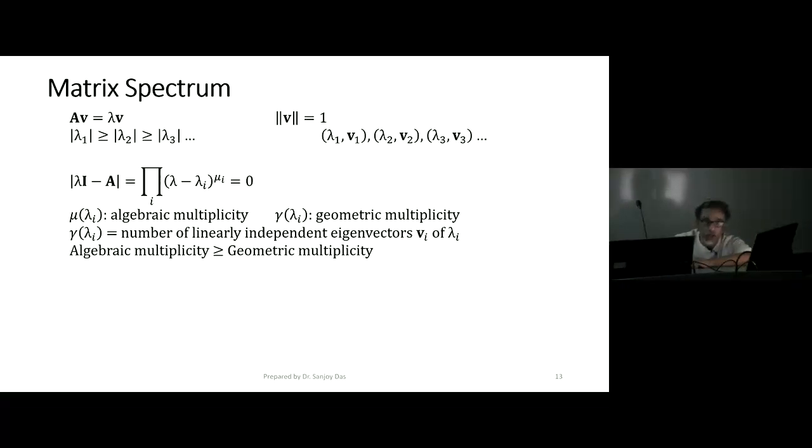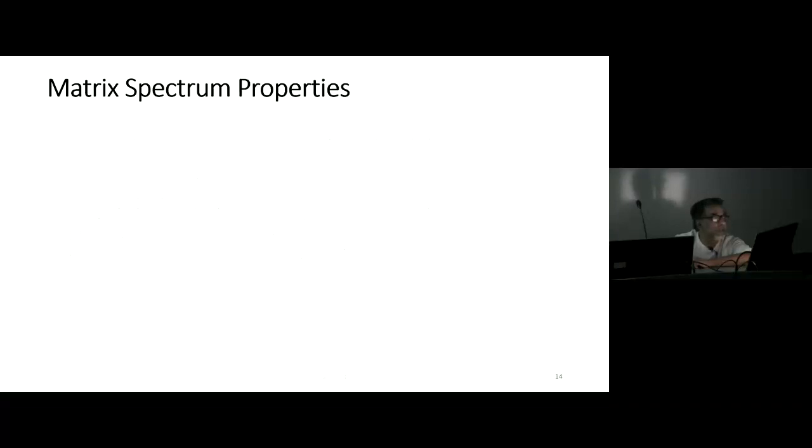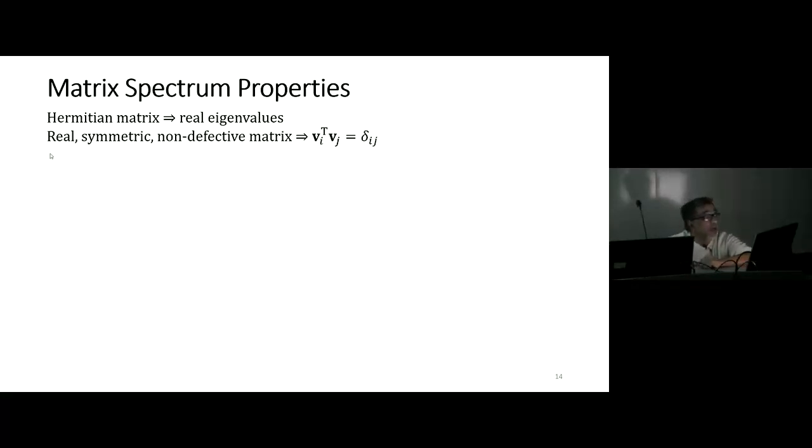You might have heard of Jordan matrices. That's how to deal with this situation, defective matrices. Anyway, matrix spectrum properties for a Hermitian matrix: its conjugate transpose is equal to itself. That's a Hermitian matrix. It has real eigenvalues. And for a real symmetric and non-defective matrix, the eigenvectors will be real and orthogonal.